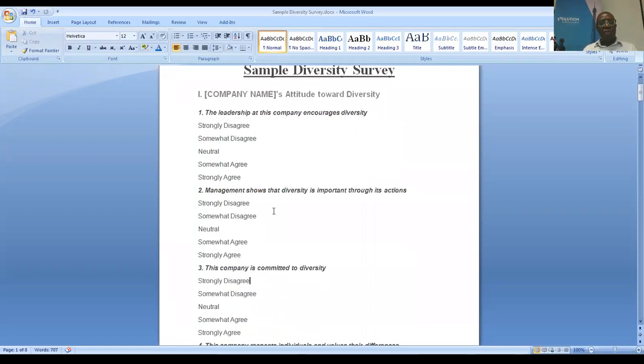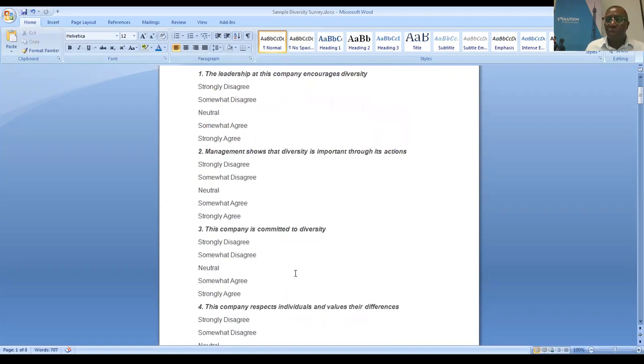And management ensures that diversity is important through its actions. And you have ratings either 0 to 10, or they could simply state, I strongly disagree, or I strongly agree. Or it's like neutral, I'm really not sure what management thinks. This company is committed to diversity. You'd be asking, well, what do you think?